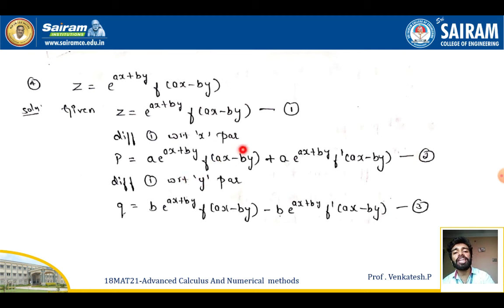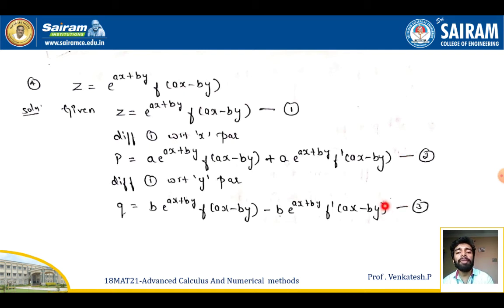So differentiating equation number 1 with respect to y, I will get dou z by dou y, which is equal to q. Same thing here also, by applying the product rule, I am keeping the function f of (ax minus by) as it is. Differentiating ax plus by, I will get b times e power (ax plus by). Again, keeping the exponential function as it is, differentiating the function, I will get f dash of (ax minus by), and differentiating the inside function, I will get minus b here. Call this one equation number 3.